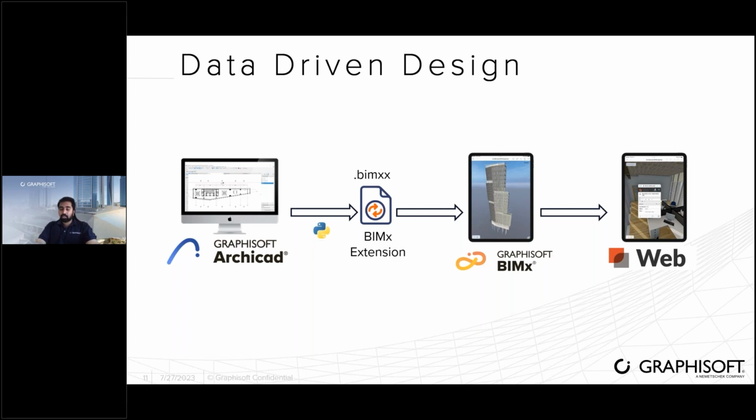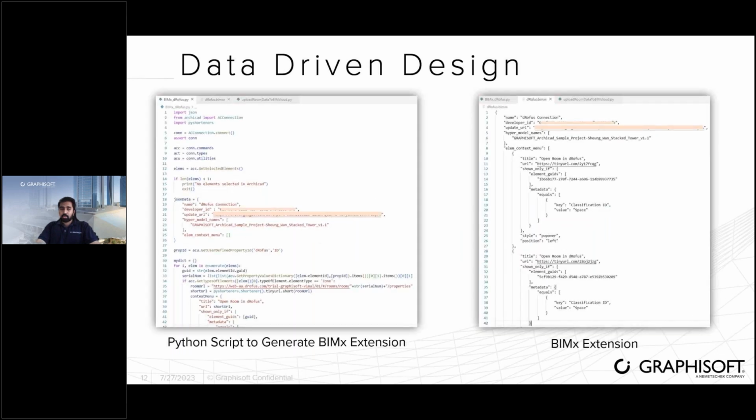And if there are changes in the future in the design and so on, you can just auto generate it again so that it publishes the BIMx extension for you to check inside the BIMx interface. So let us see this in action. On the left side, you can see the Python script that I have developed, which will generate the BIMx extension file. And on the right side is the BIMx extension file which has been generated, which I need to load inside the BIMx.